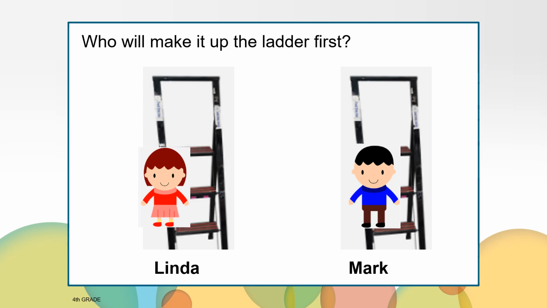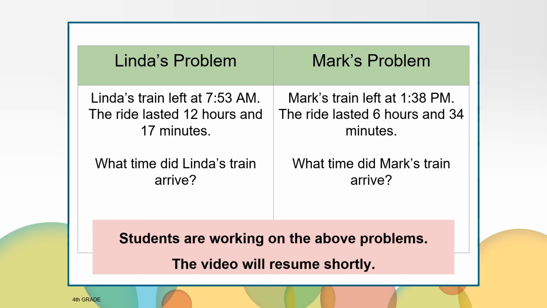Let's see what happens in round 3. Here are the problems for round 3. This is Linda's problem. Linda's train left at 7:53 a.m. The ride lasted 12 hours and 17 minutes. What time did Linda's train arrive?